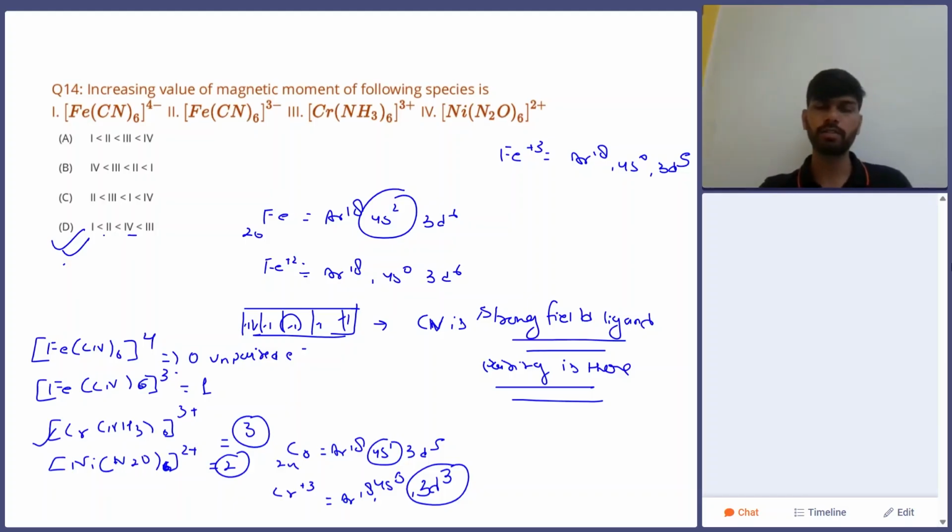Okay, and magnetic moment is also according to that, because the easy way for magnetic moment is whatever the number of electrons, add 0.75 in that, and you will get the magnetic moment very easily. Okay, so this question is done, class.